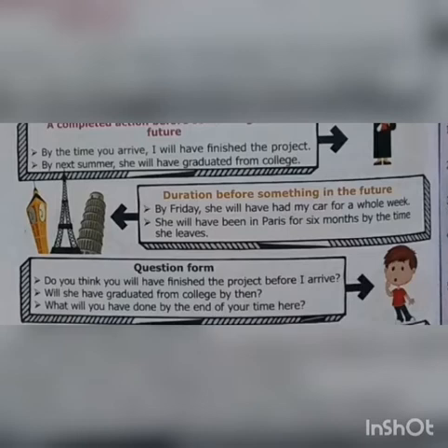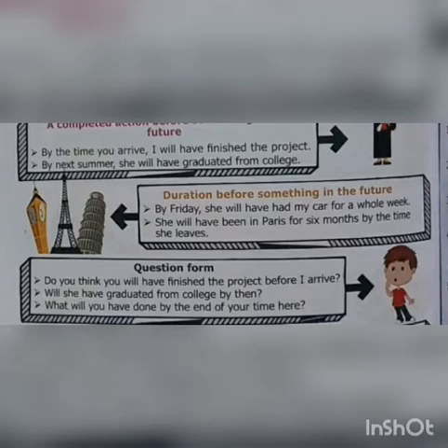Children, next we see the future perfect tense. The future perfect tense is used to show the completion of an action by a certain future time. Example: I shall have finished my work by evening. She will have cleaned the room before you reach there.